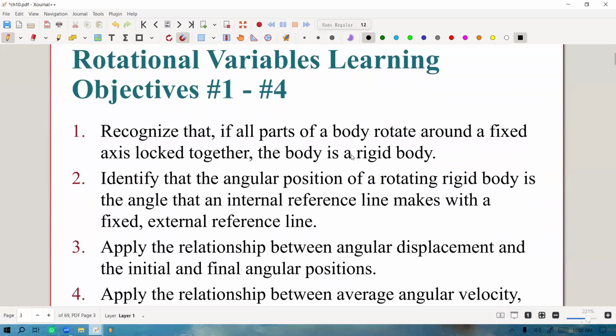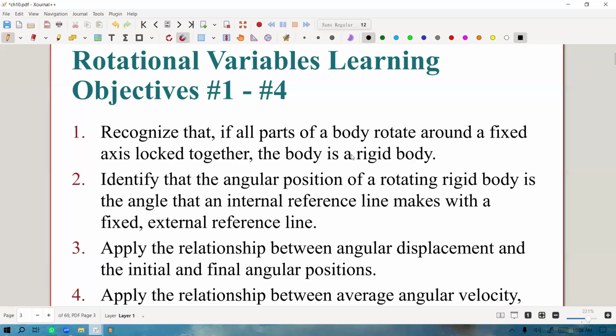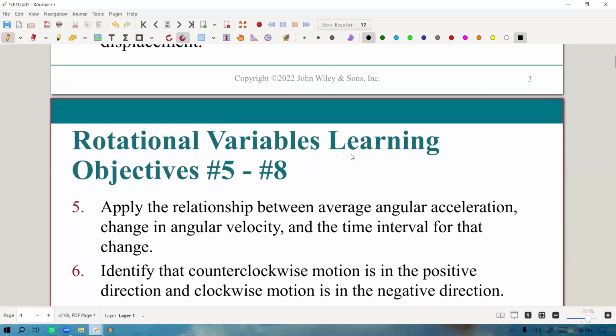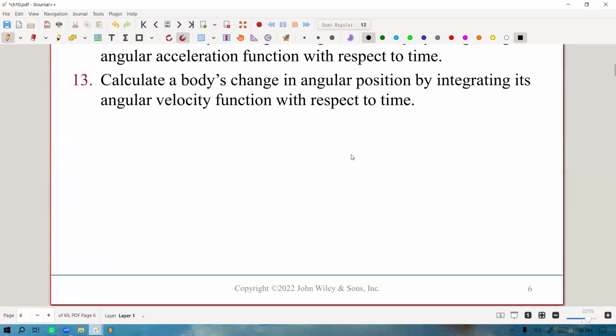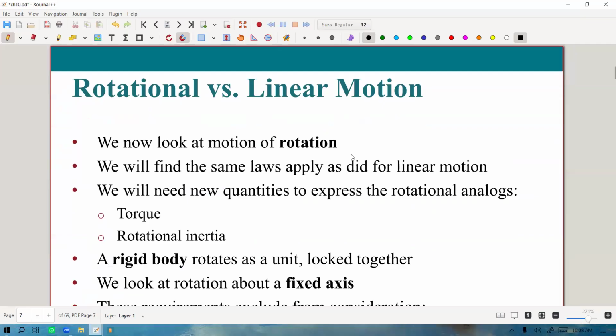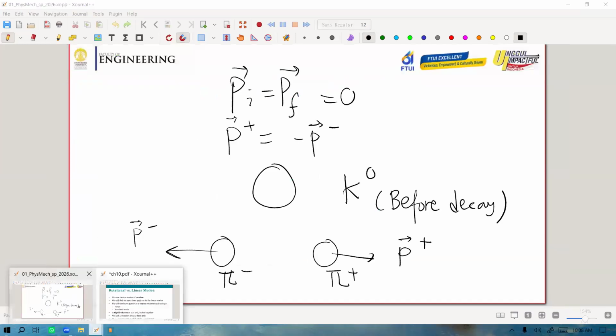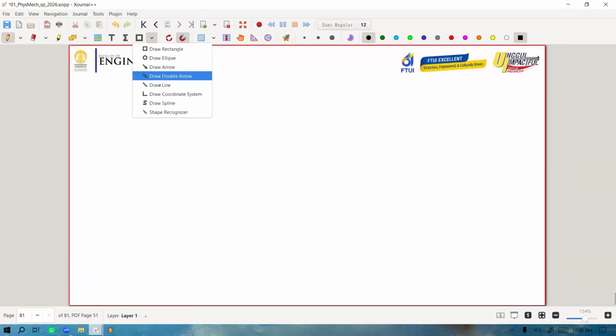Okay, so we'll remember again the variables about rotation. Recognize that if all parts of a body rotate around a fixed axis locked together, the body is a rigid body. Remember that in two-dimensional kinematics, we have studied rotational kinematics. In kinematics, we know there are several variables in rotation, such as theta. Theta is the angle of rotation, and then omega, which is the angular velocity. Let me remind you again about rotational kinematics.